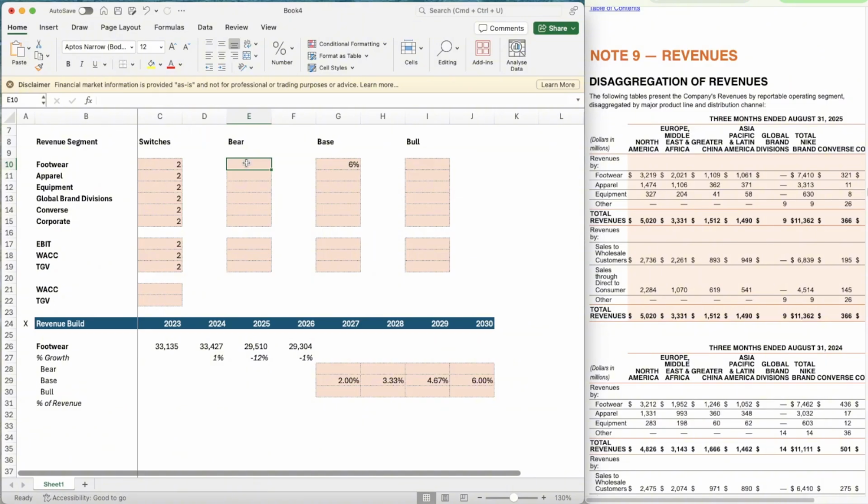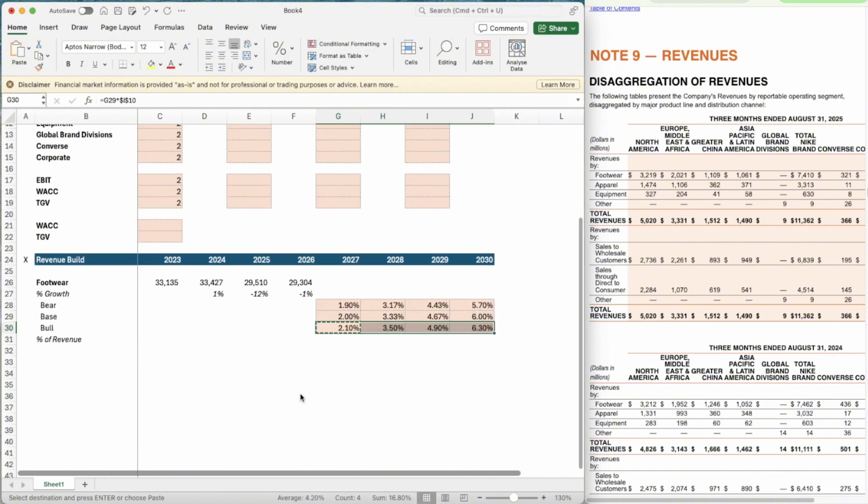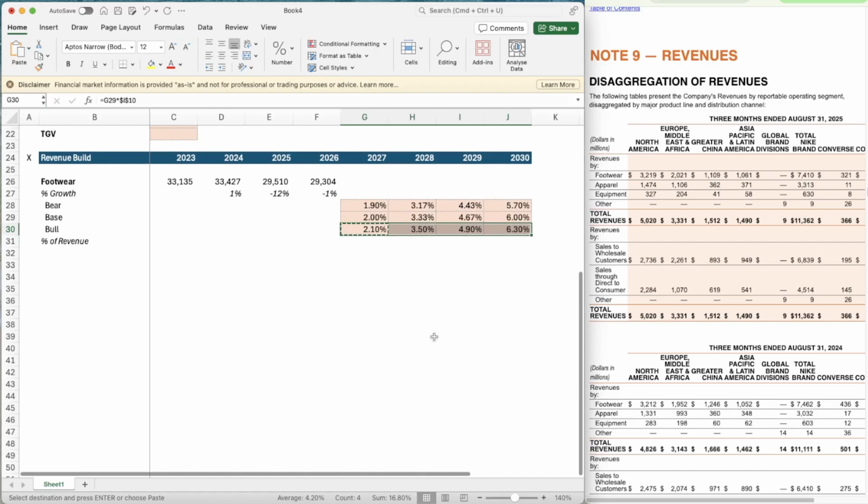And so a bear case scenario, let's say 95% of what we've said. The bull case, 105. So we take the base, multiply it by the bear case scenario, lock it in, pull it across. We do the same for here. We take the base, multiply it by the bull, lock the bull in, pull it across. There we go. Looks good.